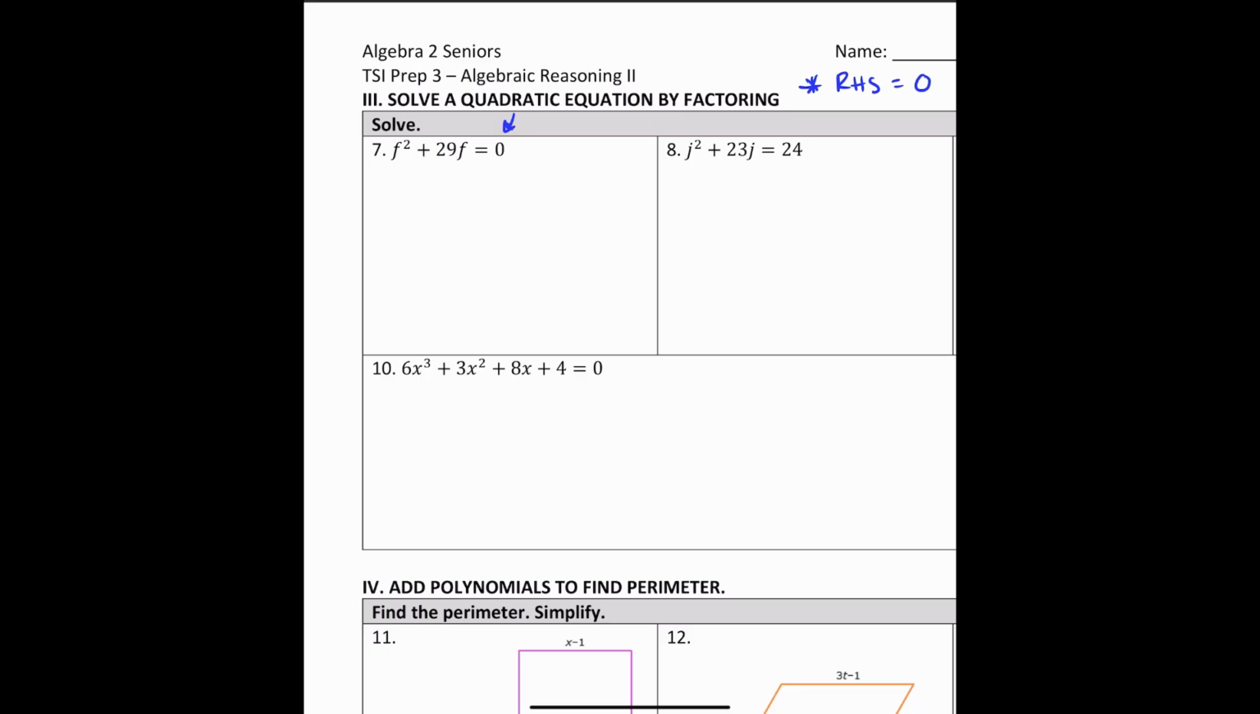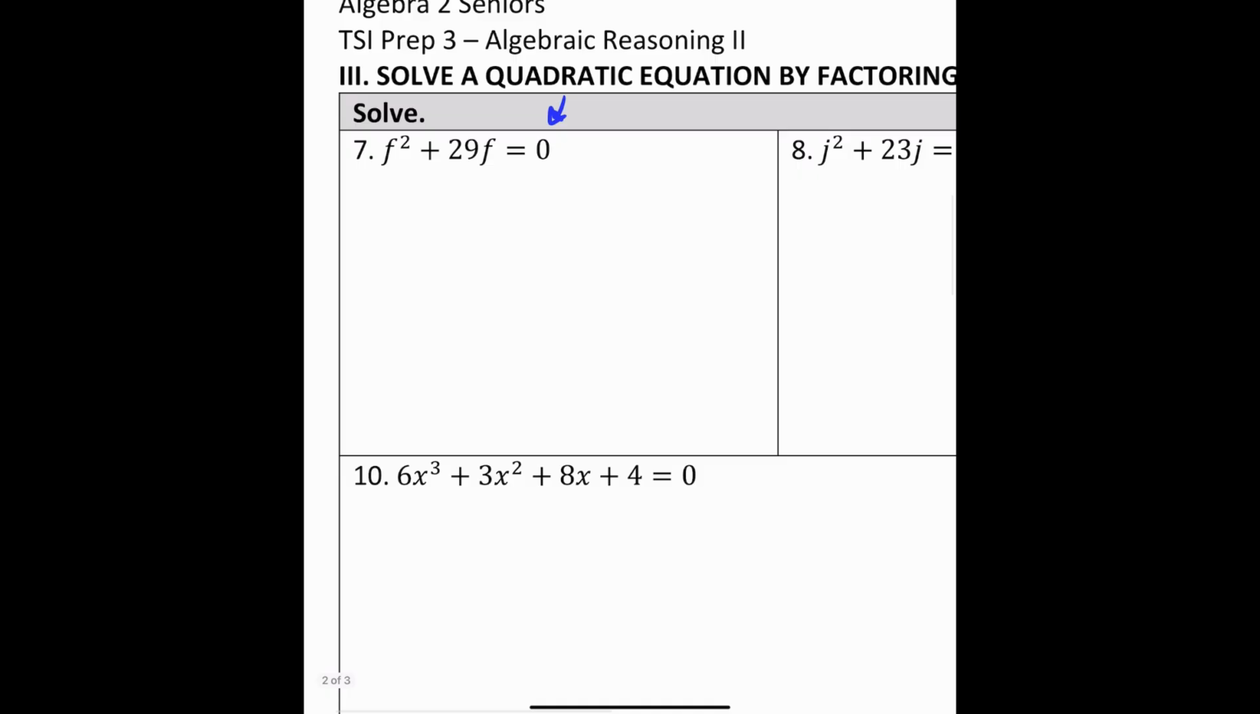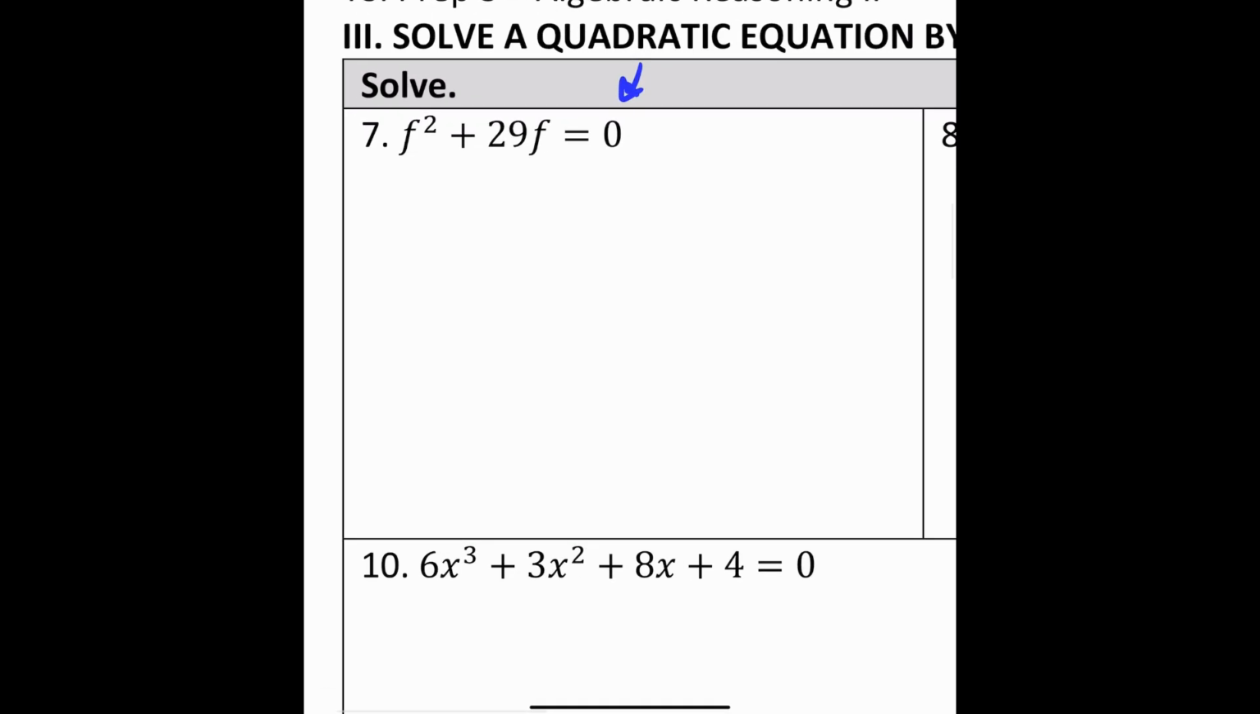Now, we need to factor the left-hand side, and it's best to remember all of these things. Do we use the x method? Do we factor by using the GCF? Can we factor by difference of two squares? Or can we factor by grouping? So, in this case, I notice that these two terms have an f. So, I can factor an f out, and then I'm going to have my remainder. What's going to be inside the remainder is f plus 29.